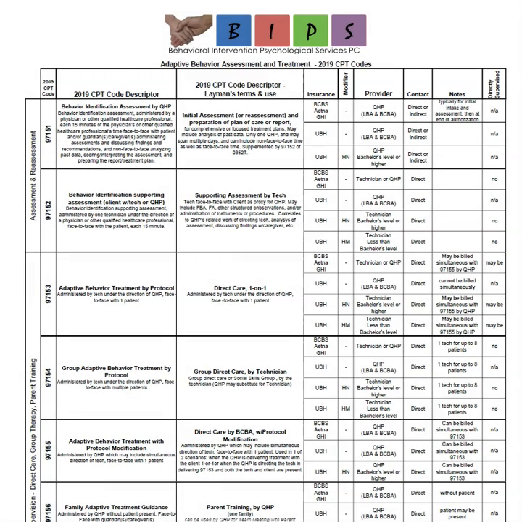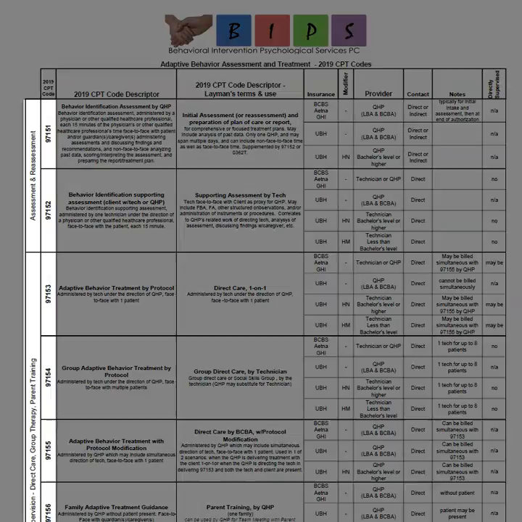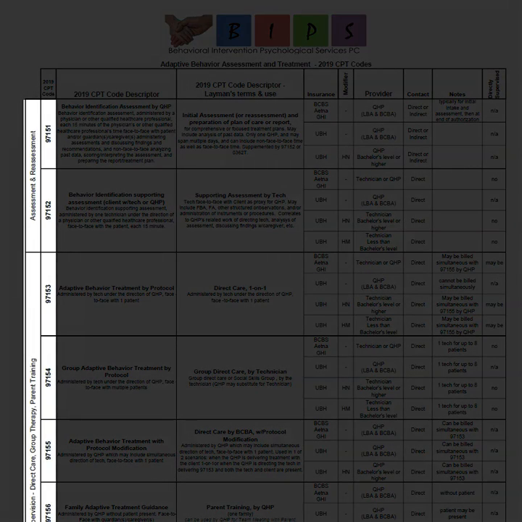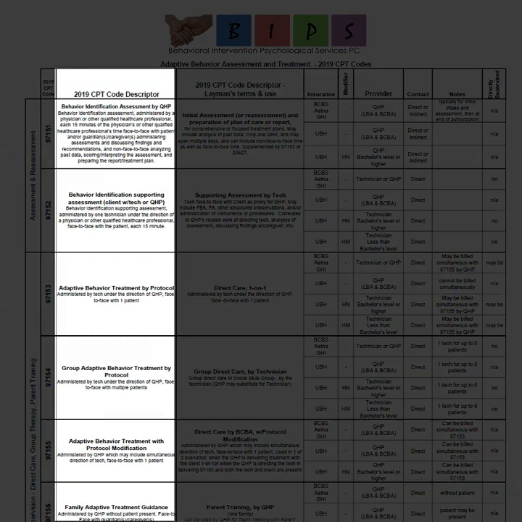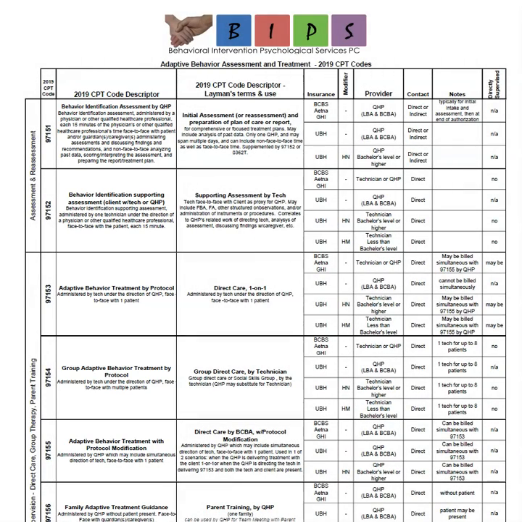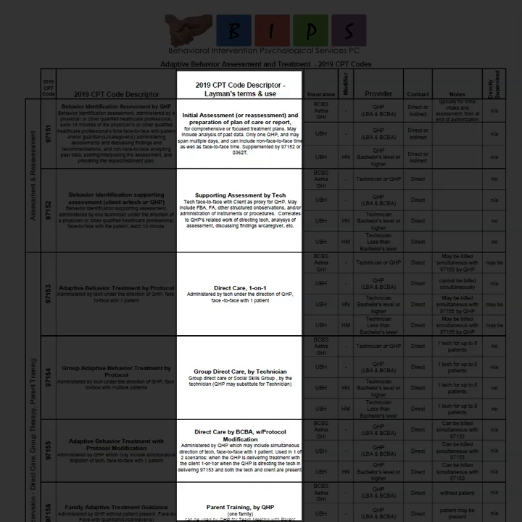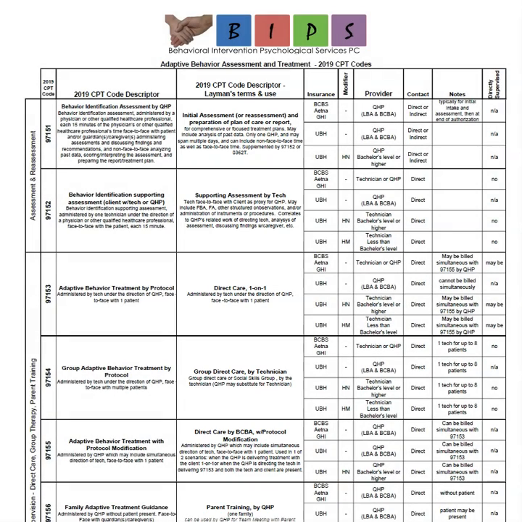So let me explain what all these mean. On the left side, though, you'll see information including text, including assessment and reassessment, supervision, direct care, group therapy, and parent training, and then the codes under those categories. So 2019 CPT Code Descriptor is the actual descriptor used by insurance companies to describe the service. It's a little bit technical and has some language that might sometimes be confusing. That's why we created the second column, which is the layman's terms in use, just to try to make it a little bit easier to understand when you're supposed to use that.